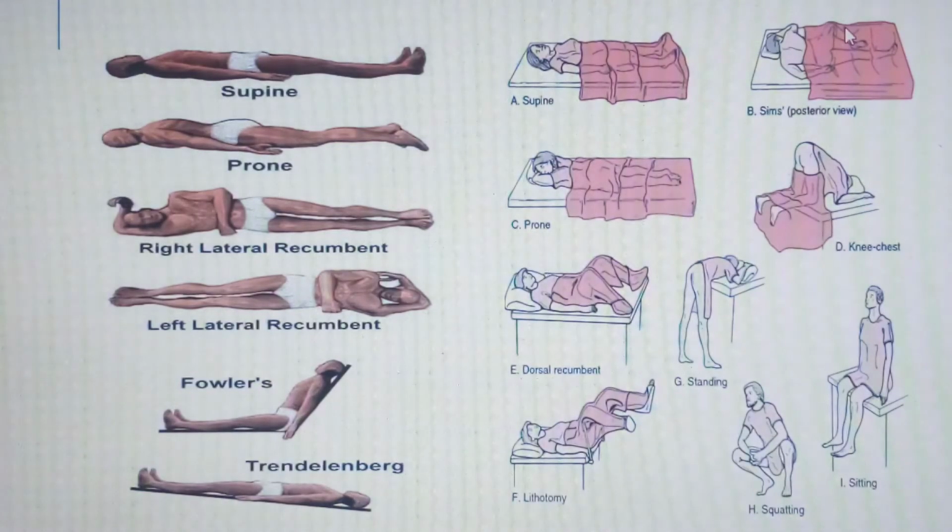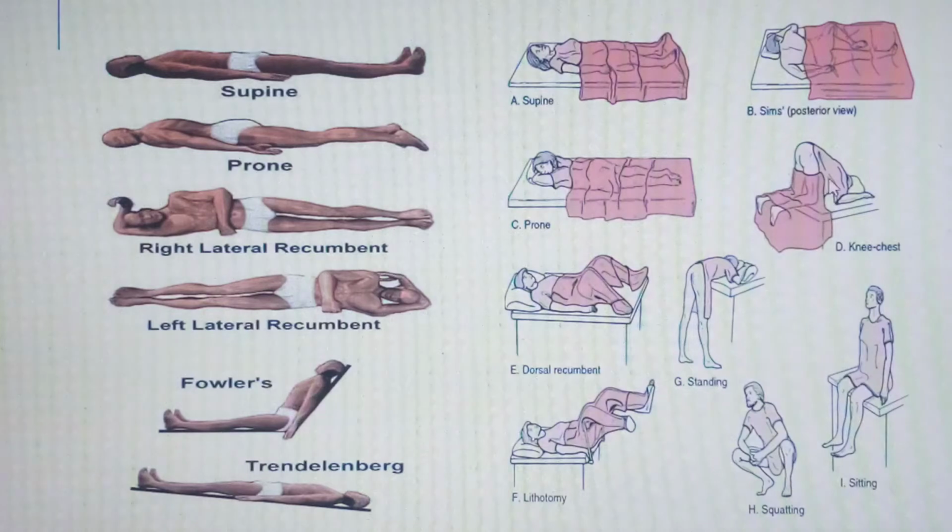The left arm lies behind the body, with the body inclined forward. Now this Sims position is very important for rectal examination. If you want to examine the rectum, administer enemas, or examine vaginal wall prolapse, that is the position the patient will have to be in.